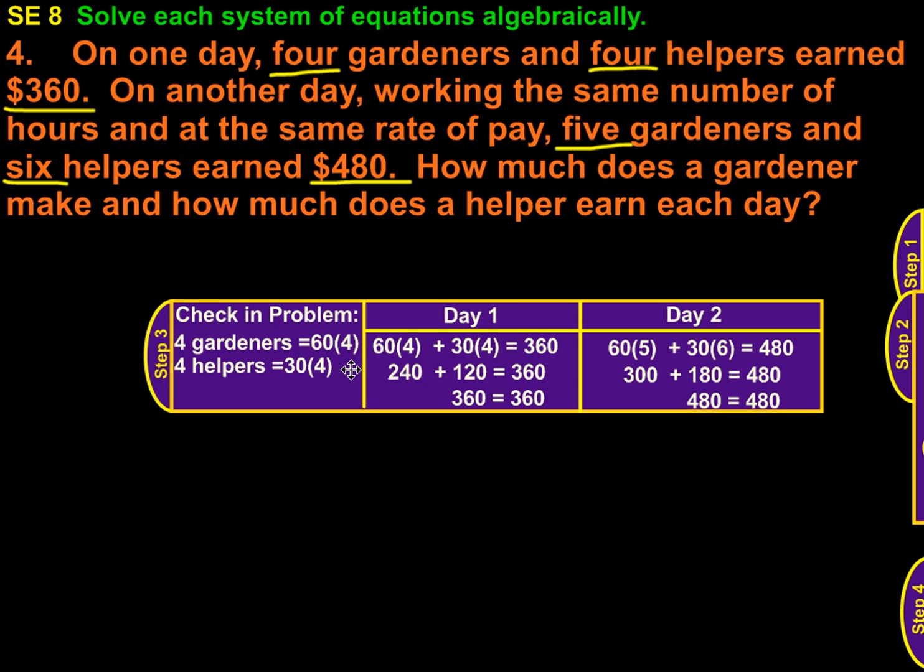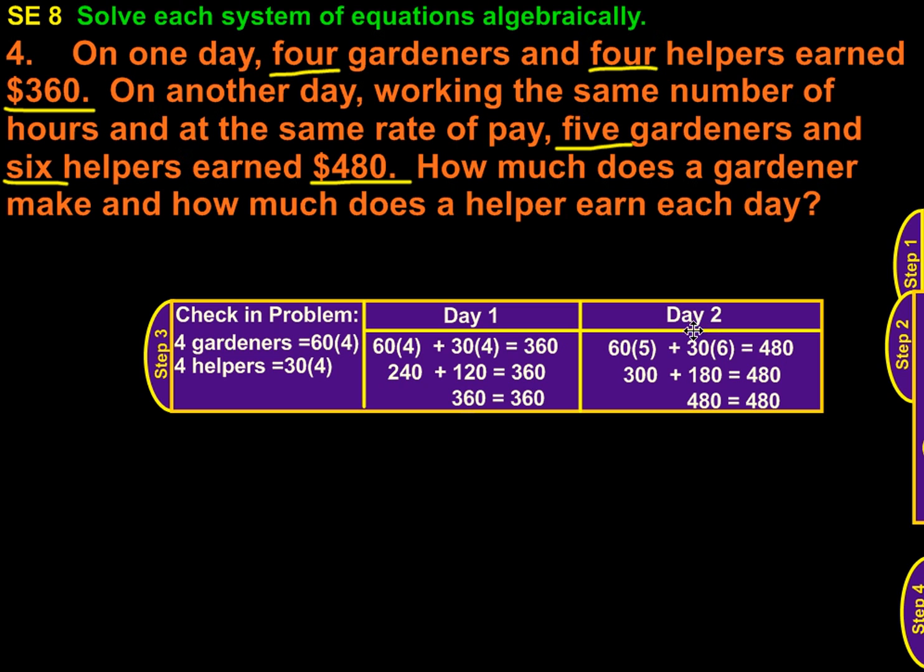That's going to be 30 times 4 for day 1. So 60 times 4 plus 30 times 4 should get me to 360. 60 times 4 is 240. 30 times 4 is 120. And I bring down the 360. 240 plus 120 equals 360. 360 equals 360. So my check for day 1 works out.